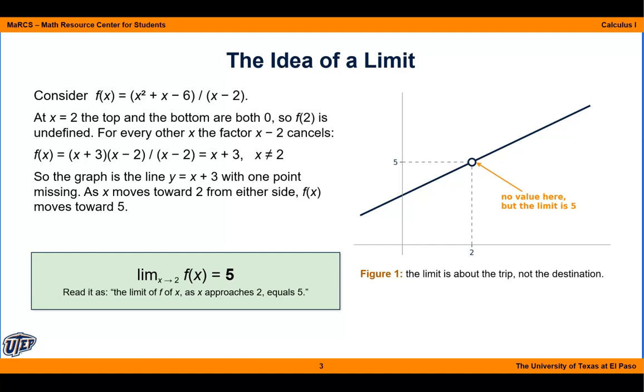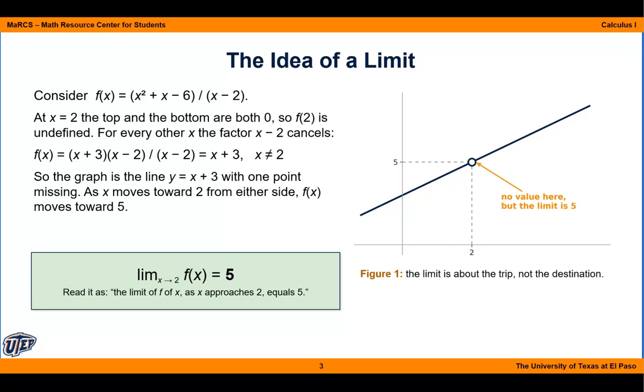However, the numerator can be factored. Once we factor it, the common factor cancels, as long as the input is not equal to 2. Therefore, everywhere except at 2, the function behaves exactly like the line shown on the graph. The graph is simply a straight line with one missing point. That missing point is represented by the open circle at the coordinate (2, 5).